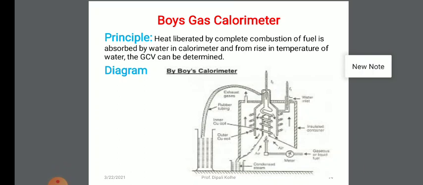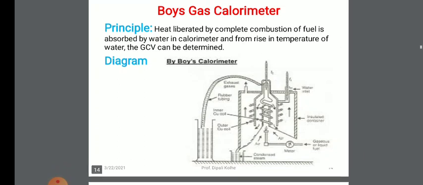First of all, we see the principle of the Boyce calorimeter. A gaseous fuel is burnt at a known constant rate in a calorimeter under such conditions that the entire amount of heat produced is absorbed by the circulating water. So this is the principle of the Boyce calorimeter.